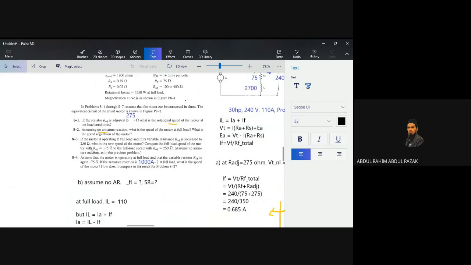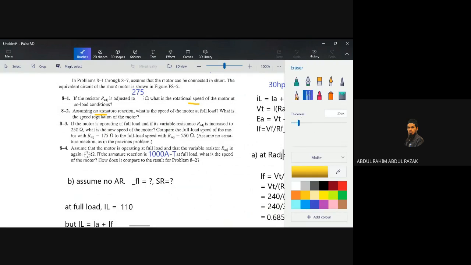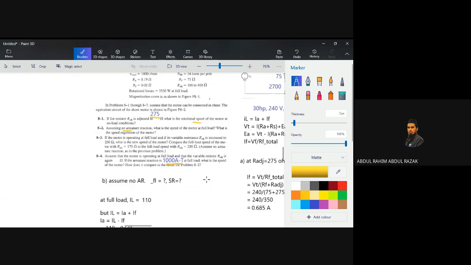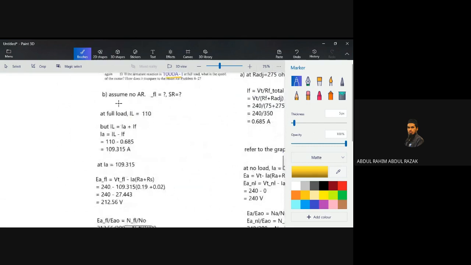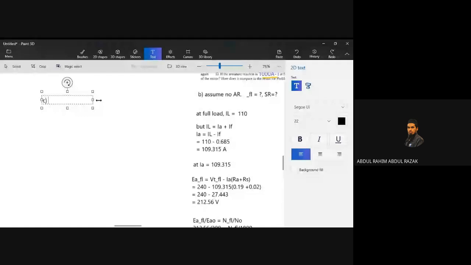So for the question in the tutorial, 8.3 we skip, we just directly go to number 4. This one also sticks with 275 just now. But we have armature reaction of 1000 ampere turns. So actually what happened to the speed? Compare back to your calculated values. For part C with armature reaction, first you assumed no armature reaction. Now we assume we have armature reaction. So what happened?